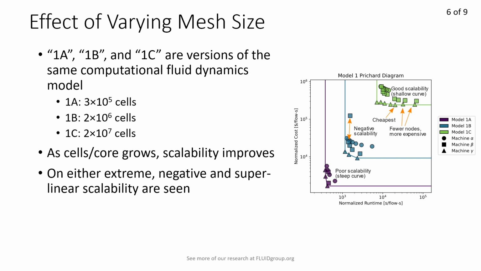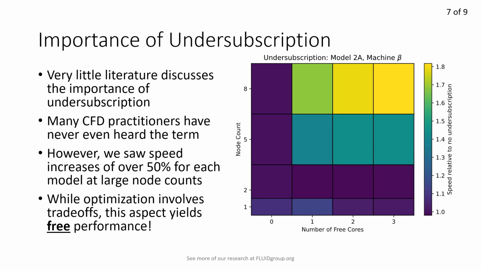On the other hand, we see with model 1C that the 2 triangular markers on the right side are actually above the Pareto front. By increasing to that 3rd marker from the right, we got super linear scaling. So imagine doubling your core count and getting 2.5 times the speed. This shows that on the other end of the spectrum, you can be wasting money by using too few cores, and again, optimization is vitally important.